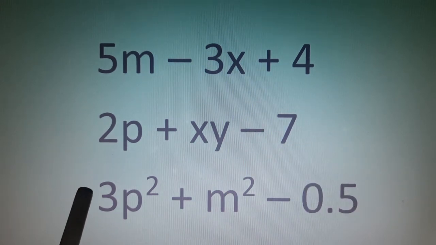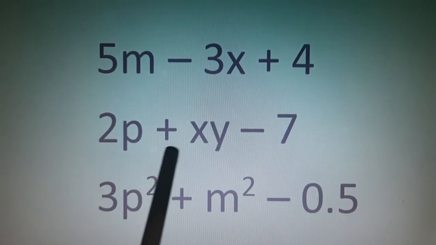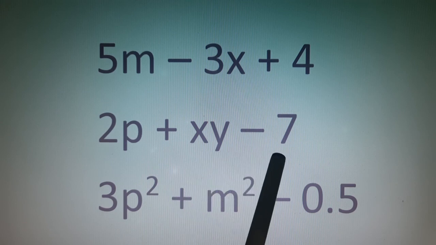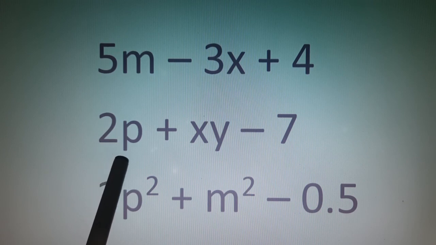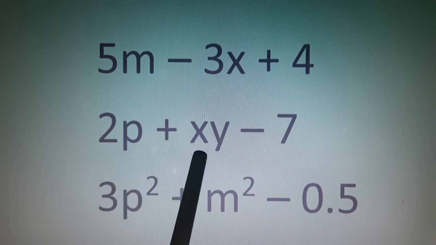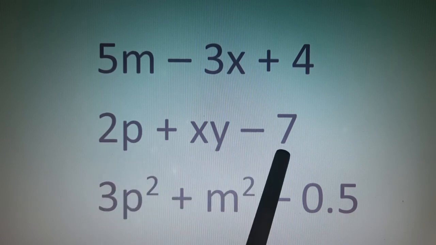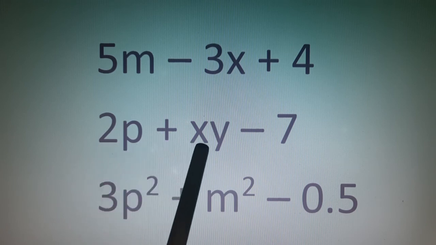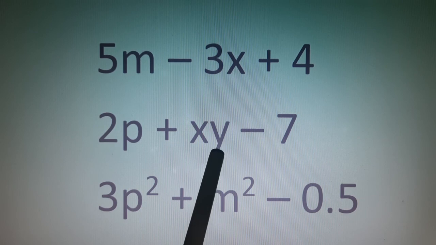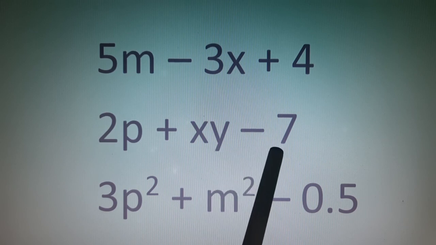In the second example, 2p plus xy minus 7 is the expression. There are three terms, 2p plus xy minus 7. 2 is the coefficient. p, x, y are variables. Minus 7 is the constant.